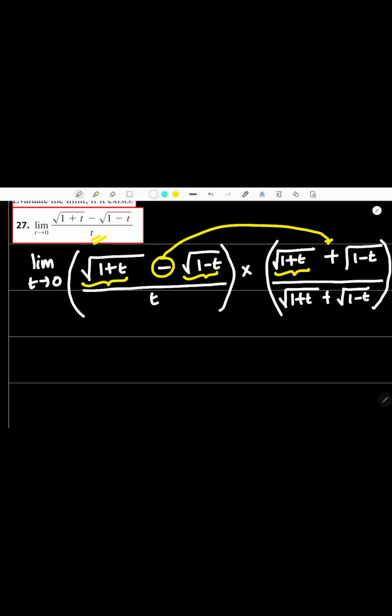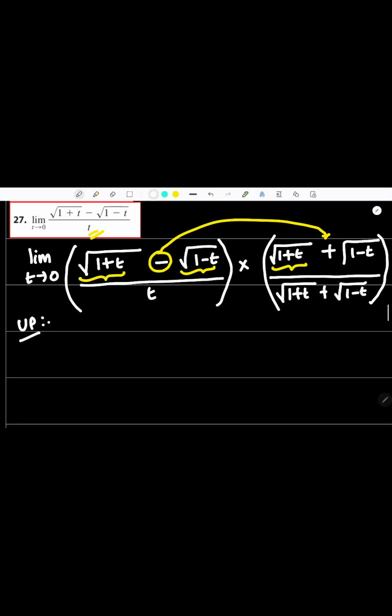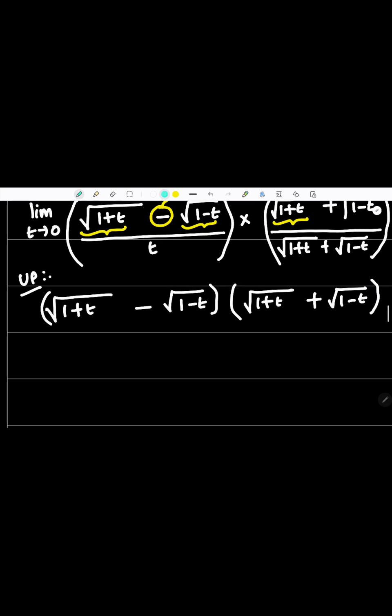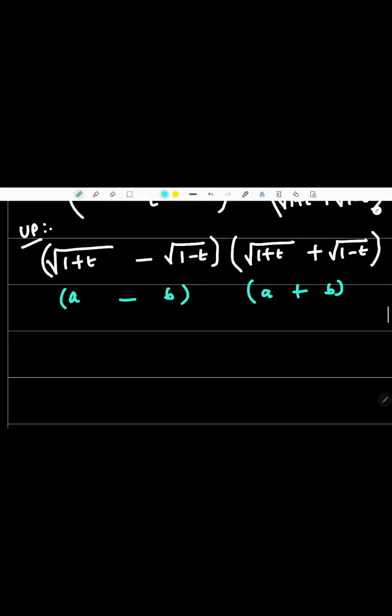So this numerator I'll call it the upper part. So upper part is what? Square root of 1 plus t minus square root of 1 minus t. Slowly you do, you will get the answer. Don't panic. Panic means what? No stress. Times square root of 1 plus t plus square root of 1 minus t. So this is of the model a minus b, and this is of the model a plus b. So it is equal to what? a square minus b square.